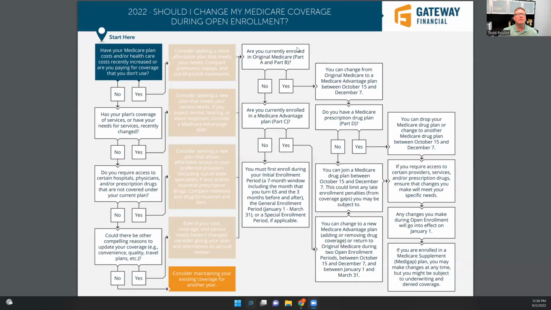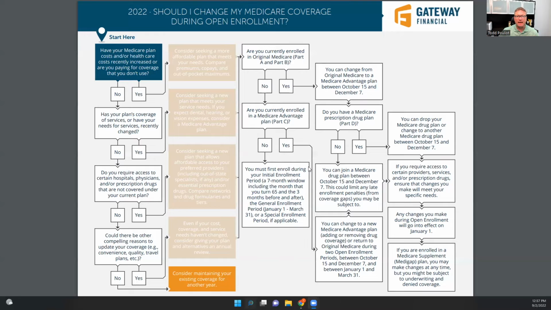So I'm just going to back up a little bit to that original Medicare. We do not have it. Are you currently enrolled in a Medicare Advantage Plan, Part C? If the answer is no, you must first enroll during your initial enrollment period. It's a 7-month window that includes the month you turn 65 and the 3 months before and after. So, a very limited window there. The general enrollment period is usually January 1st through March 31st, or a special enrollment period if you're eligible. So be careful of those windows.